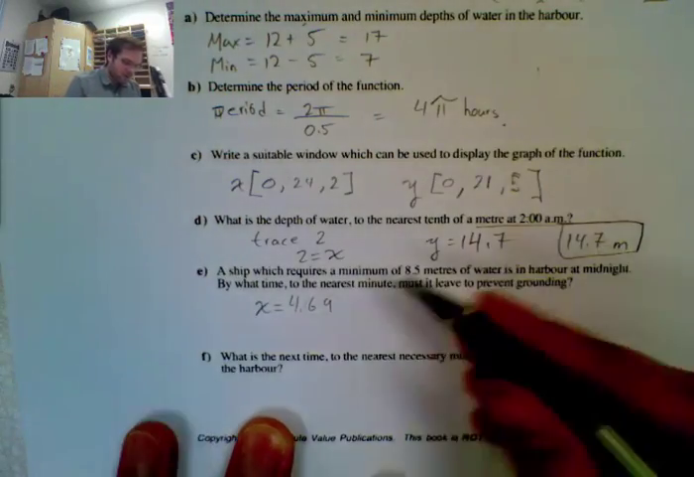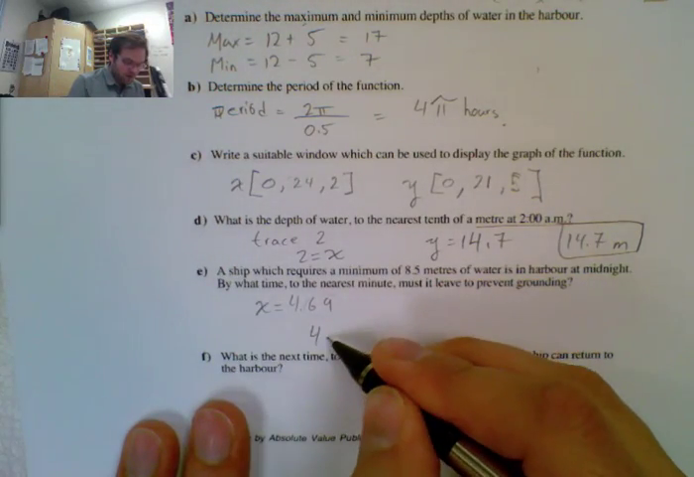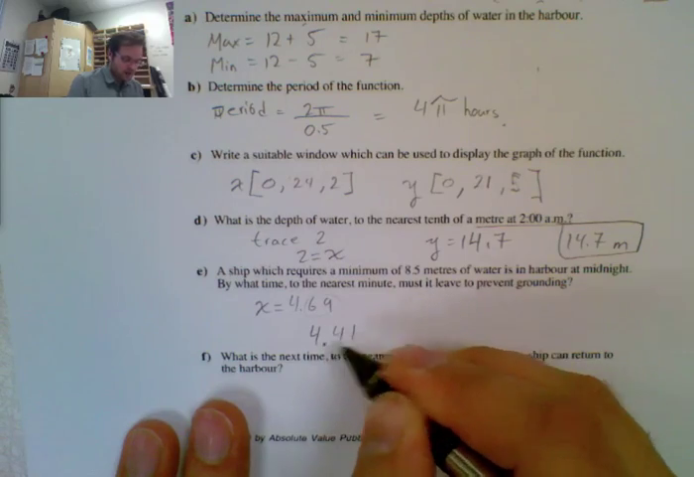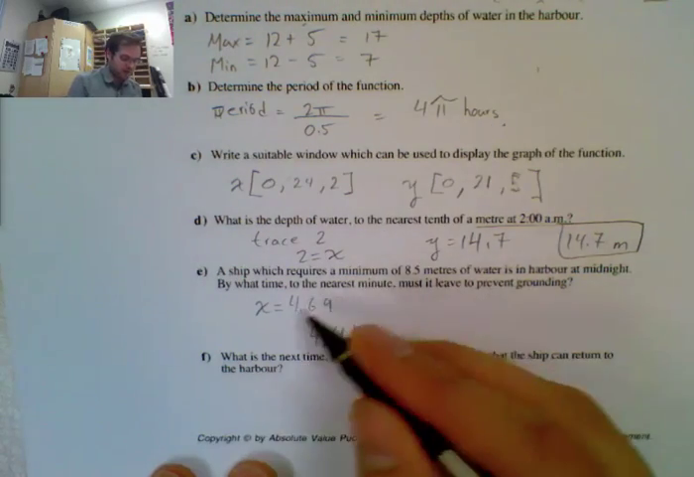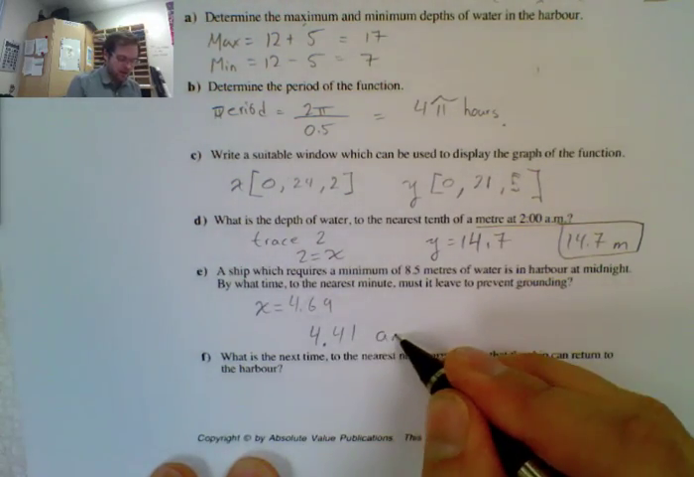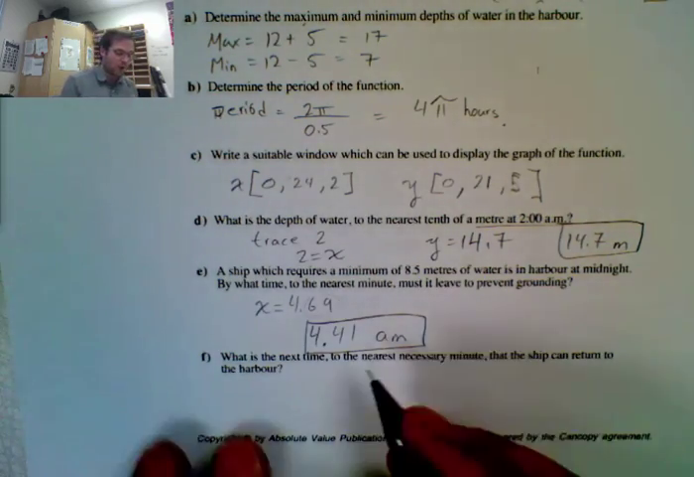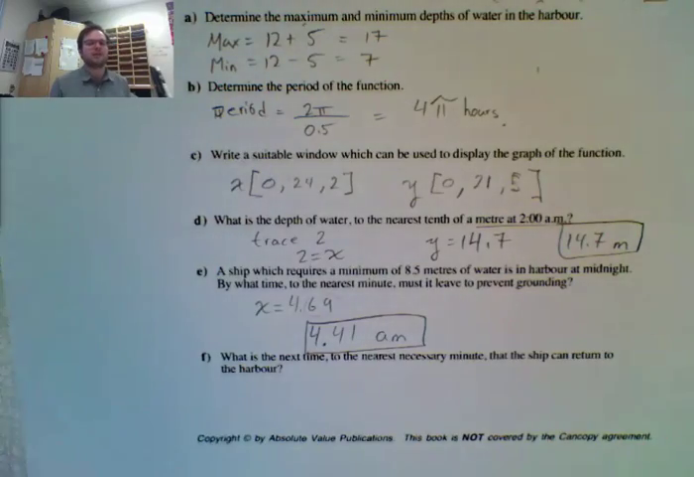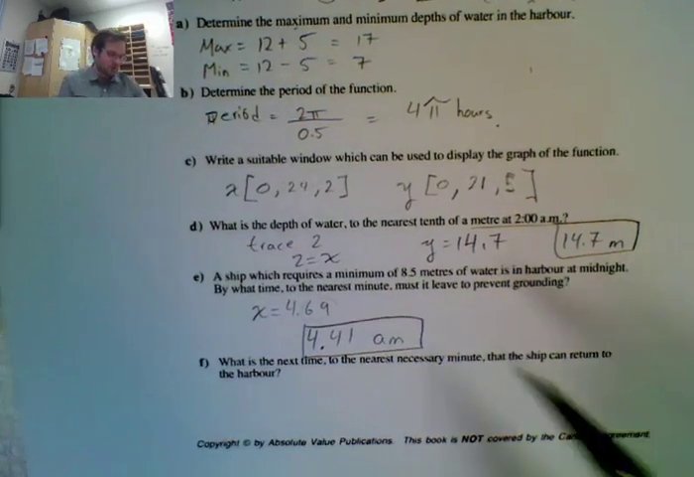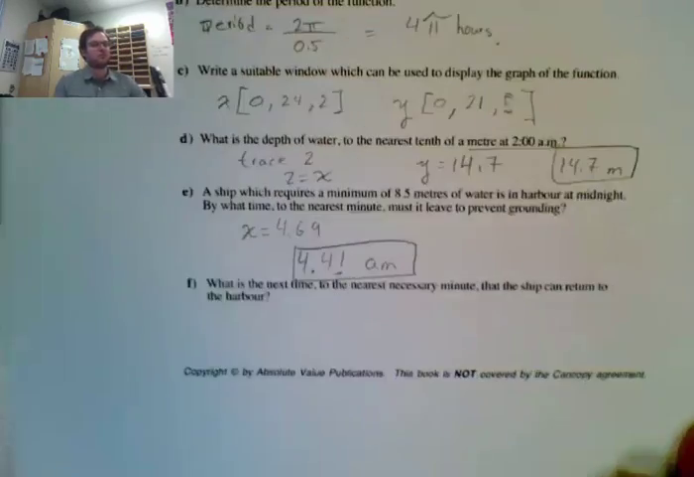So I have 41, so it's going to be at 4:41, and we don't need that 0.4, or we could say 4:40 a.m. it must leave by. Okay? Because we could round down. We don't want to round up in this one to 4:42, because then it grounds. I want it to the nearest minute, so we're always going to round down, so it doesn't ground in this case.